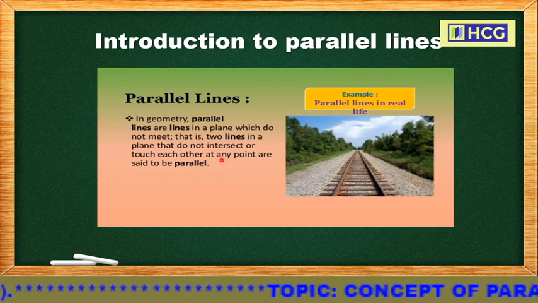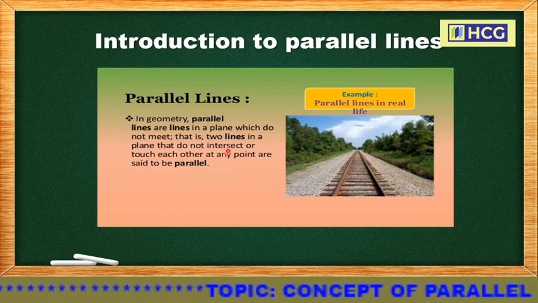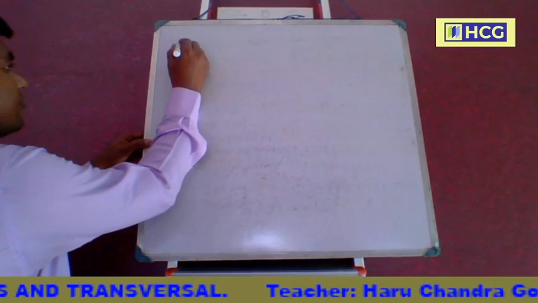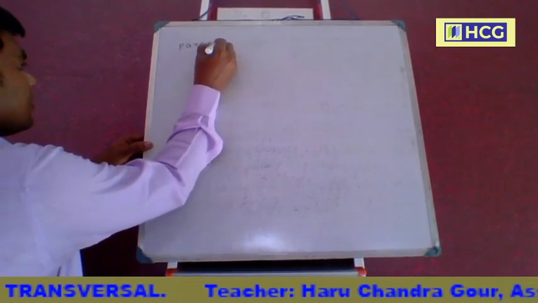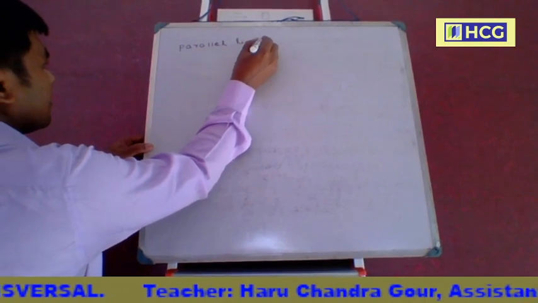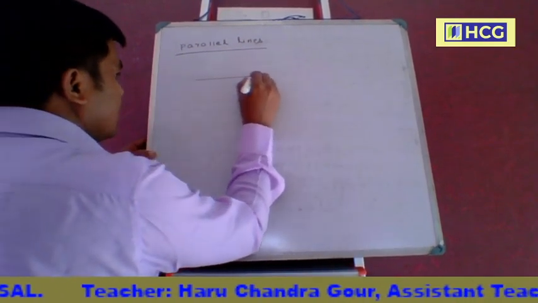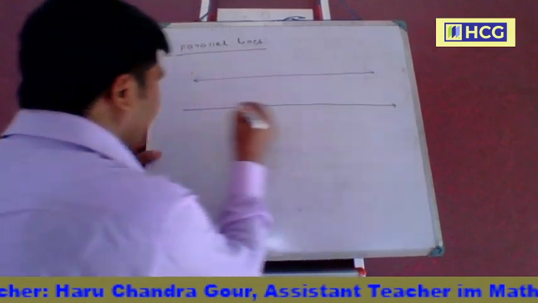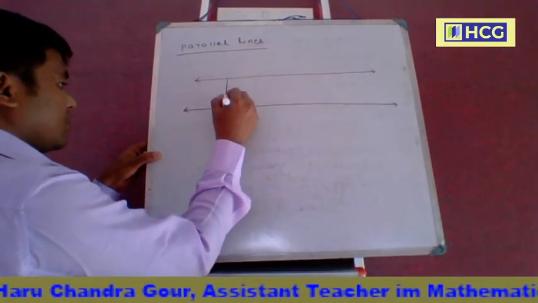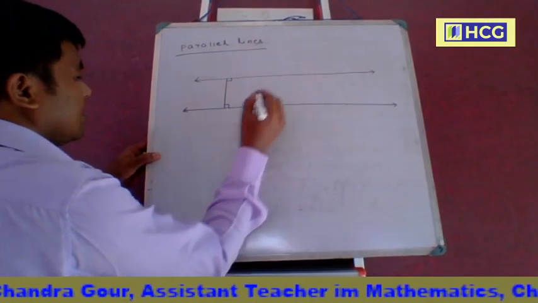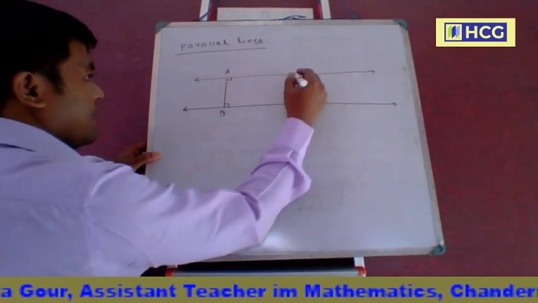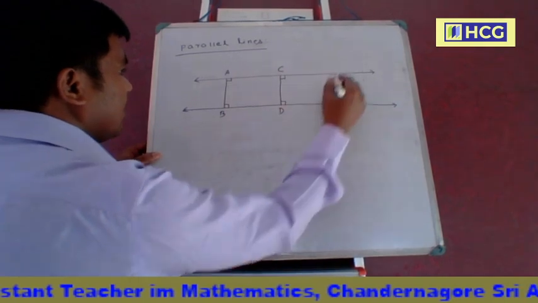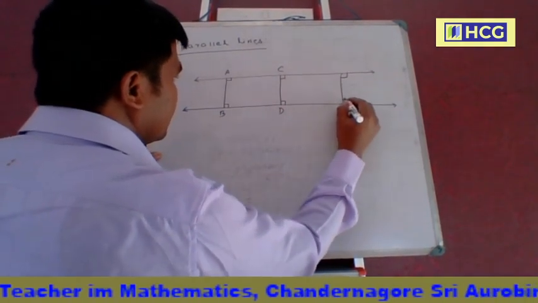Now we see on the board parallel lines. There is one line, this is a straight line, and another straight line is this. The distance of these two lines is always fixed. Here the distance is this, here AB is the distance between two parallel lines, and here another distance is CD, and here another distance is EF.